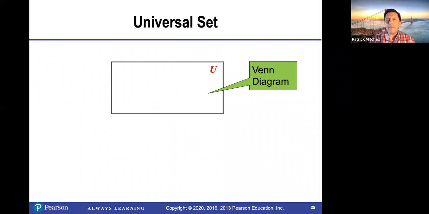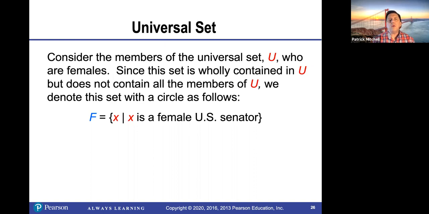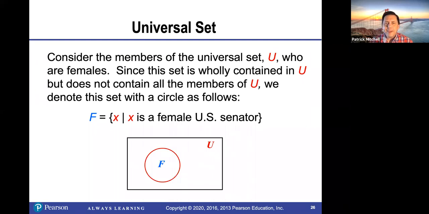So here's the rectangle that represents all US senators. And now we'll consider sets that live inside of that universal set. So for example, consider the members of the universal set U who are female. Since this set is wholly contained in U, but does not contain all the members of U, we denote this set with a circle like this, okay? So there are certain senators that live inside that circle, and there are other senators who live outside that circle.